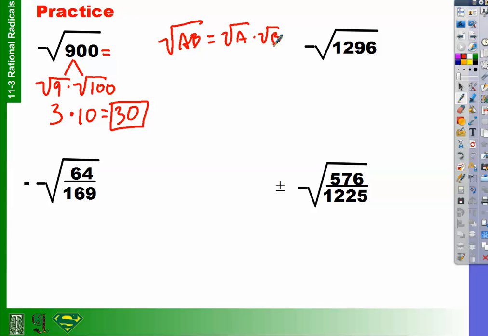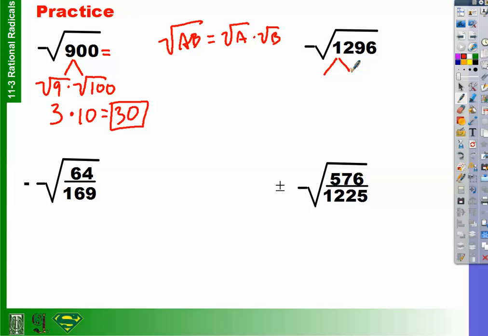So let's take a look at our next problem. We have the square root of 1,296. What goes into 1,296 that is a perfect square? If you've already figured out the answer, I don't want you to raise your hand and tell me. What number that's a perfect square goes into 1,296?